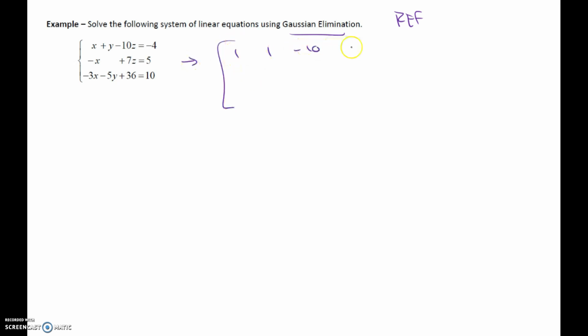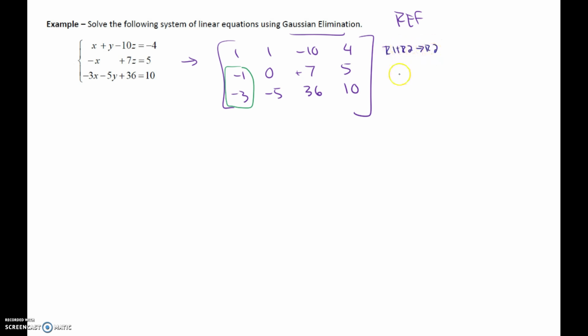1, 1, negative 10, 4. Negative 1, 0, it's a good start. Positive 7, 5. Negative 3, negative 5, 36, oh geez, and 10. All right, so I'm going to eliminate these two entries first to get them to 0. To do that, I'm going to take row 1 plus row 2, store it into row 2, and 3 times row 1 plus row 3, store it into row 3.